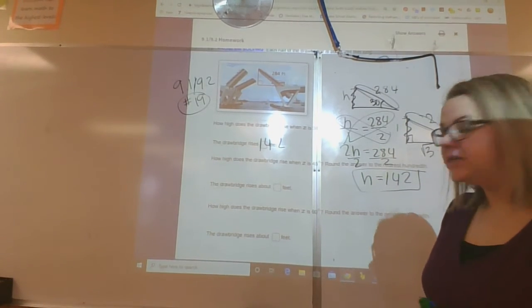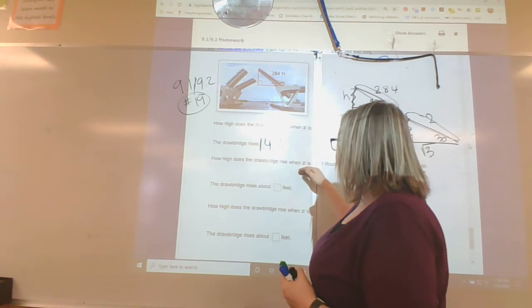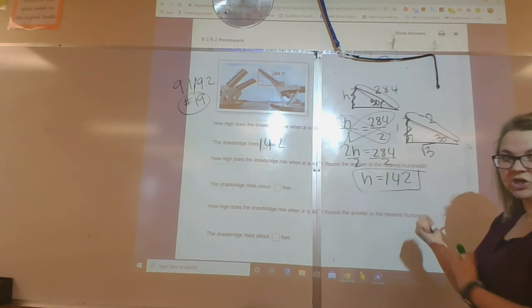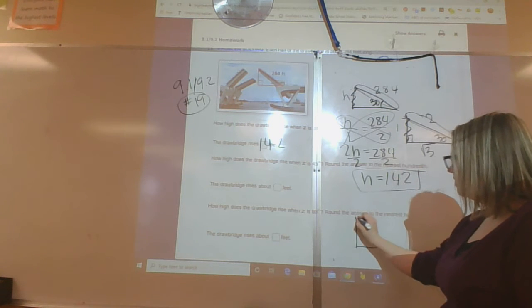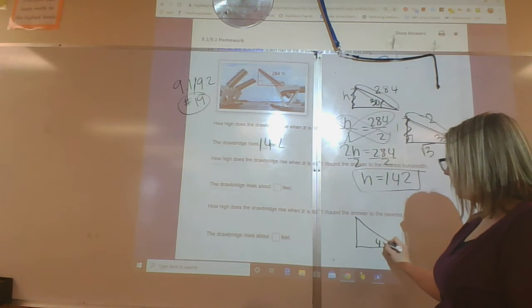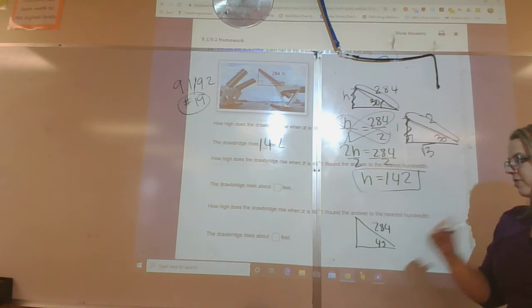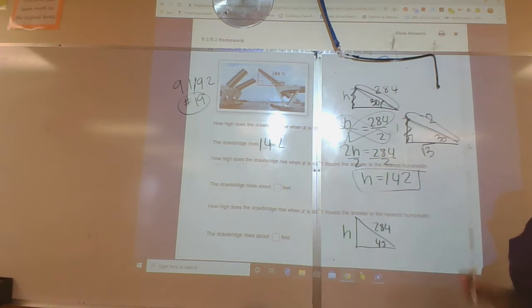Okay, now this next part here asks how high does the drawbridge raise when x is equal to 45? So when I have a 45, 45 triangle, that's what it's asking. So here's my triangle here. My x, this guy is 45. This is still 284. And then this here is my h. So we're going to do the same thing we did up here, but with a 45, 45 triangle. So this is 1, 1, square root 2.